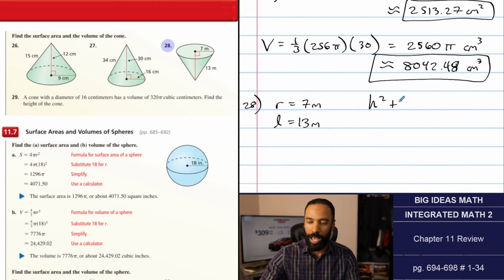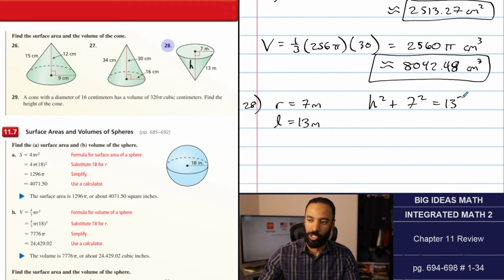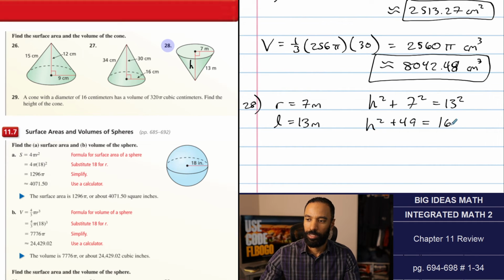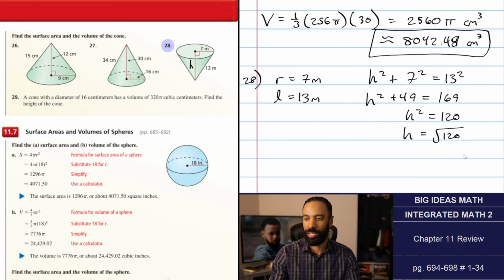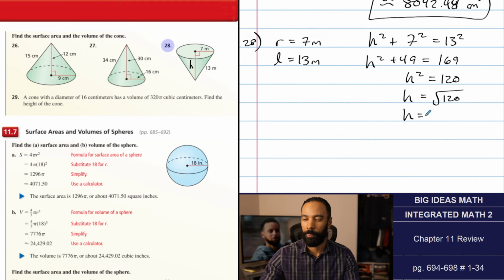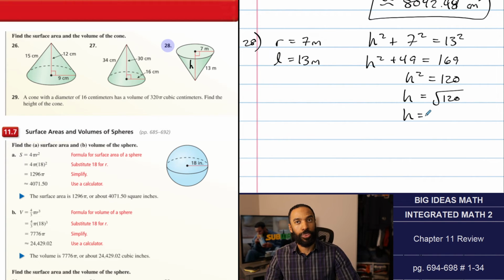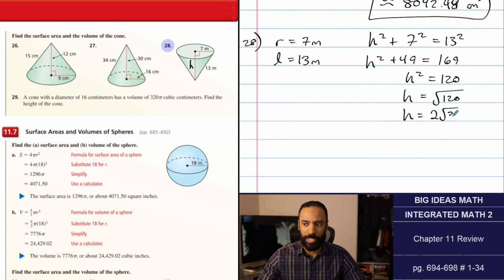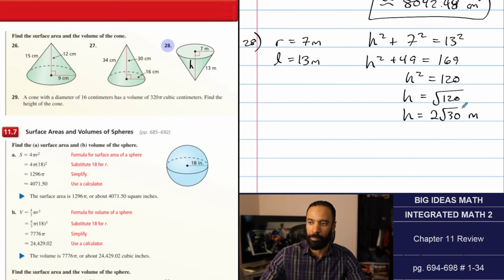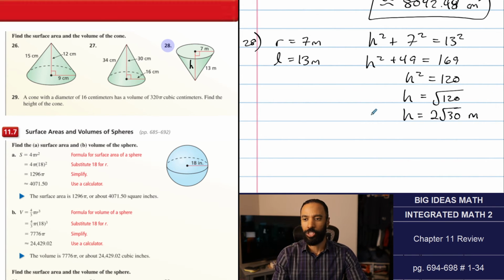h squared plus that. So the height is this guy. So h squared plus the radius squared, which is 7 squared, equals 13 squared. Let's see where we're going with that. Not a bad number, 120. So the square root of 120. Well, let's at least simplify that a little bit. 4 and 30. I guess just 2 root 30. I guess you can't get much cleaner than that, but that's kind of an exact value, if you will.